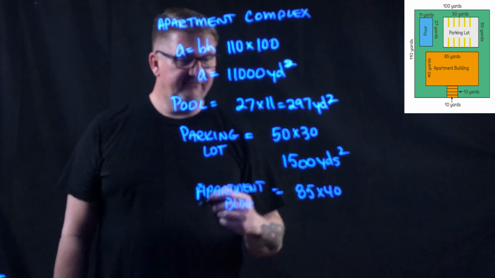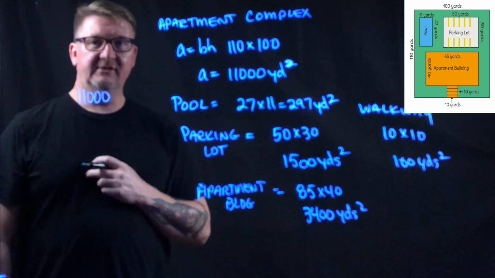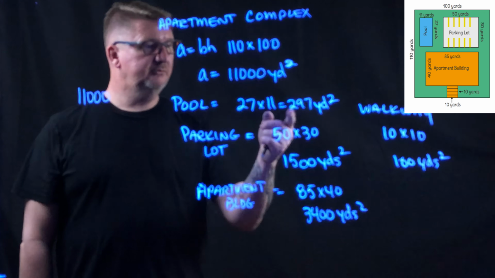Okay, so I found out all the parts, right? There's the parking lot, there's the pool, there's the apartment building, and the walkway. Yep, and I got it all. So now I want to subtract them all. Okay, let's just start here. So I'm going to start with 11,000, and let's subtract the 297 from it.